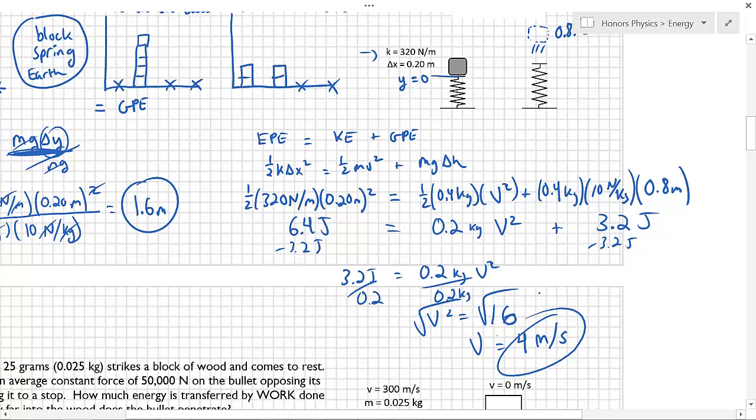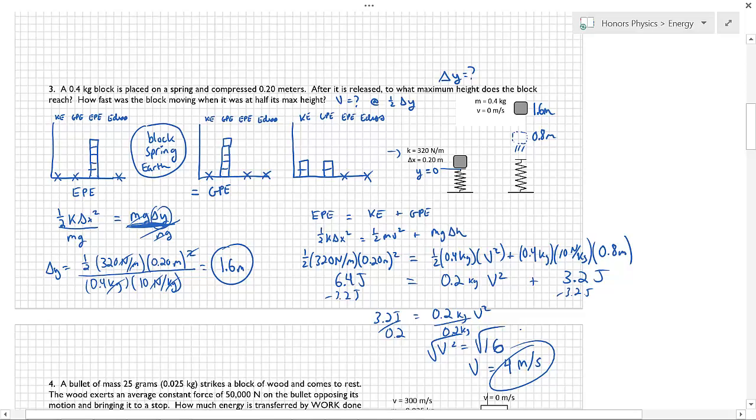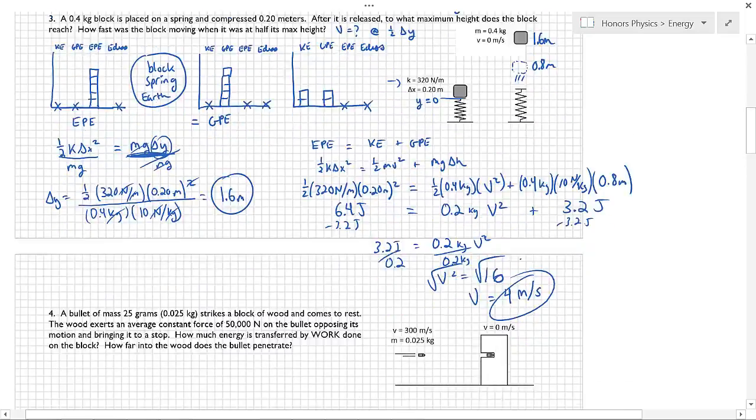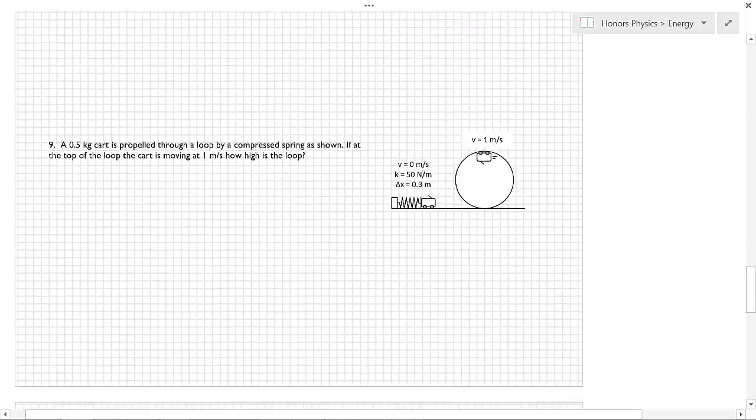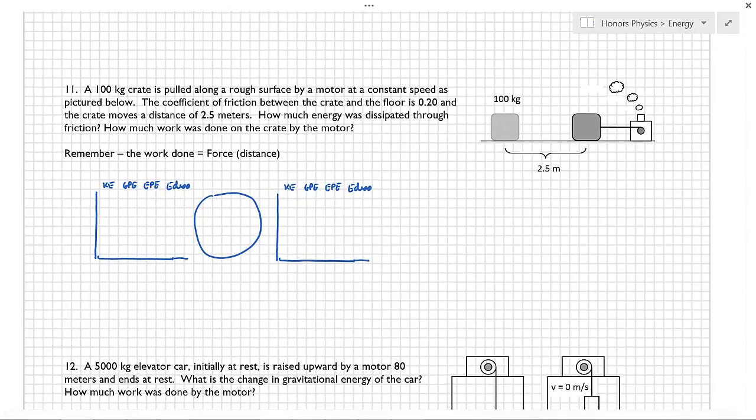And so there's our final velocity. And so we were able to solve for this other situation using this expression. I also want to do number 11 for you, just to give you another look at how you might solve one of these problems.